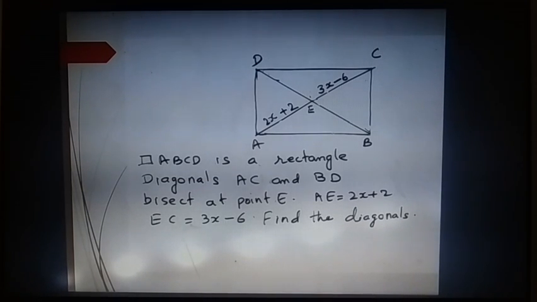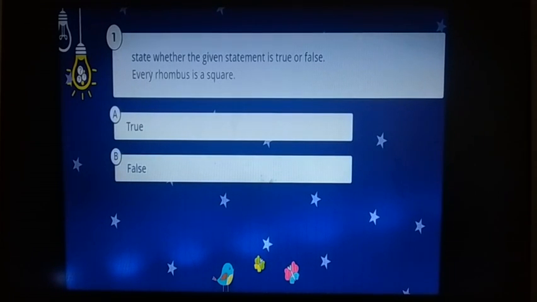Here one more question is there for the students to solve. Quadrilateral ABCD is a rectangle. Diagonals AC and BD bisect at point E. AE is equal to 2x plus 2. EC is equal to 3x minus 6. Find the diagonals. This can be solved by using the property that diagonals bisect each other. Questions are there for the students to solve.